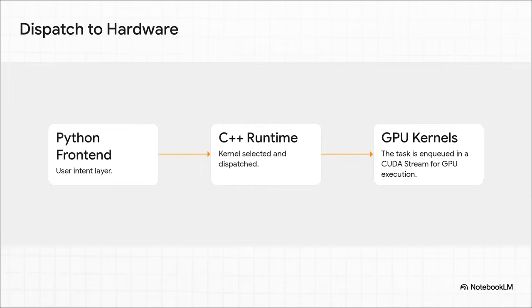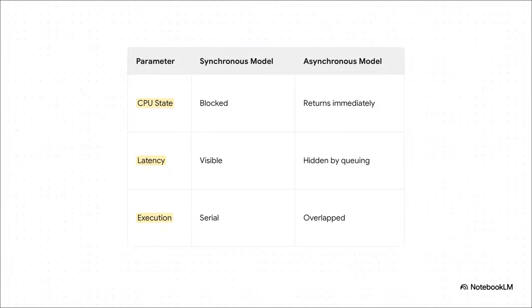Okay, decision made. Let's say our tensors are on the GPU. Now this is a really crucial point. The way the CPU talks to the GPU is asynchronous.